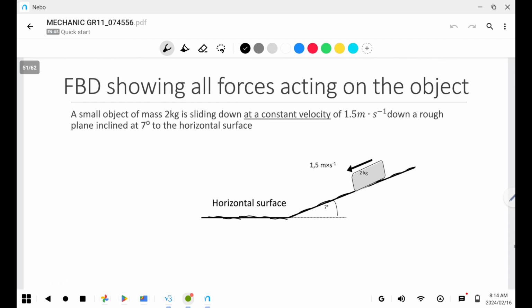So this was the scenario that we had in one of the previous videos, and I would just like us to use this scenario to solve Newton's first law problems. It says that an object of mass 2 kilogram is sliding down at constant velocity, so it's clearly moving down a rough plane, which means that we have friction because it's moving, that will be kinetic friction. Down a rough plane inclined at 7 degrees, so this is our theta, this is our angle of inclination.